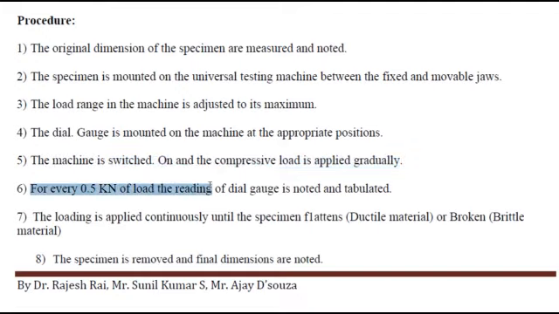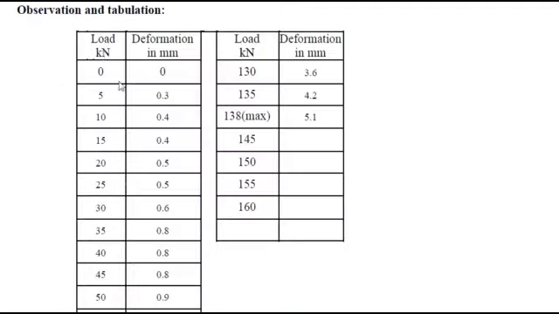For every 0.5 kilonewton of load, we have to tabulate the amount of deformation taking place. The load is applied continuously until the specimen flattens for ductile or breaks for brittle material. For ductile material, the specimen will undergo deformation and there will be perfect flattening. For brittle material, it will break. Tabulation is like this. For every load, we have to note down the deformation and we have to plot the load versus deformation curve.